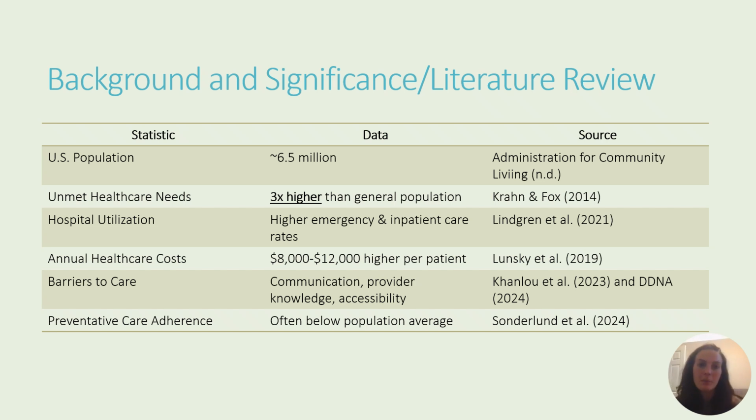Approximately 6.5 million Americans live with an intellectual or developmental disability. This is according to the Administration for Community Living, and it represents roughly 3% of the U.S. population. Adults with IDD are about 3 times more likely to experience unmet healthcare needs compared to individuals without disabilities. In addition, both children and adults with IDD have higher rates of ER visits and hospitalizations. These disparities arise from a combination of factors, including medical complexity, communication challenges, and even system-level barriers such as limited provider training and inaccessible healthcare environments.